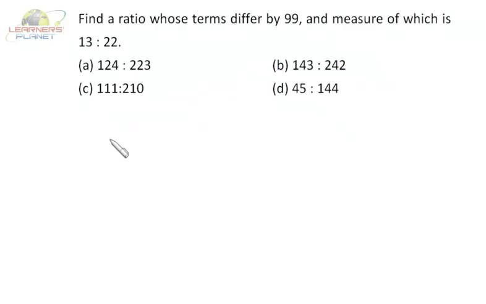Now let's see this question. Find a ratio whose terms differ by 99 and measure of which is 13 is to 22. Now what is the difference between 13 and 22? It's actually 9. So 9 part is 99, that means 1 part will be 11. Okay, that means 13 part will be 13 into 11, that is 143, and 22 into 11 will be 242. So this is the correct choice. You can do this problem even mentally.